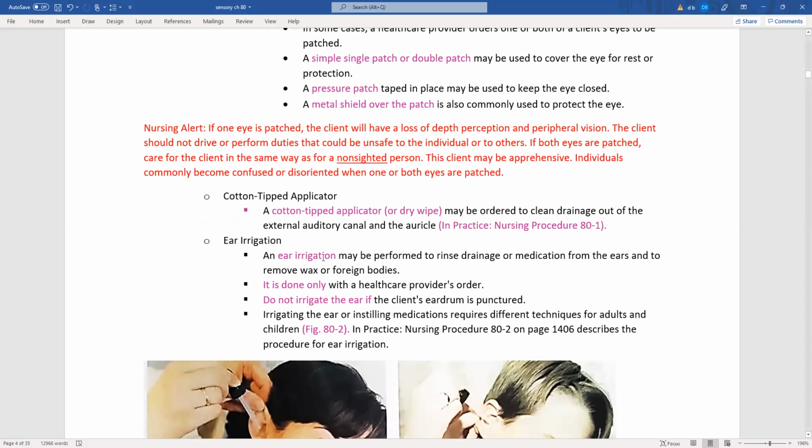So this is the same thing with the ear. It may be performed to rinse drainage or medications from the ear and to remove wax or foreign bodies, making sure nothing is building up and blocking anything in there and possibly causing an infection. It is done only with the healthcare provider's order. You can't just irrigate somebody's ear without an order. Do not irrigate the ear if the client's eardrum is punctured. Irrigating the ear or instilling medications requires different techniques for adults and children.